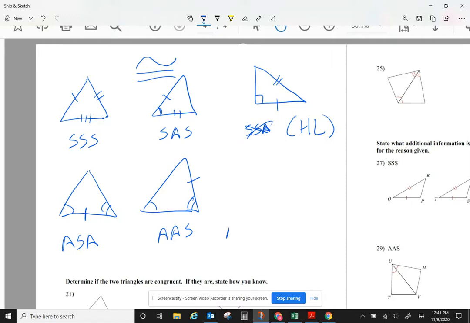Then we also talked about angle, angle, angle. I said I could create a triangle with three angles. I could create a bigger triangle with the same angles, but congruency means same shape, same size. In this case, they only have the same shape, but not the same size. So angle, angle, angle does not work, because I can create two triangles with the same angles, so same shape, just not the same size.